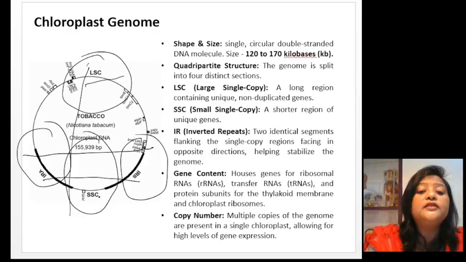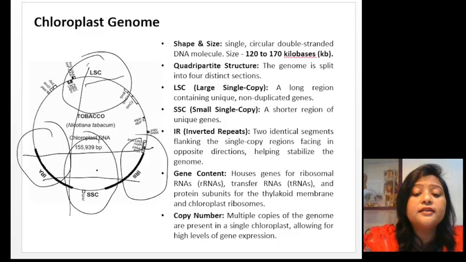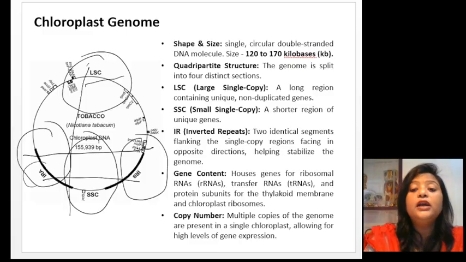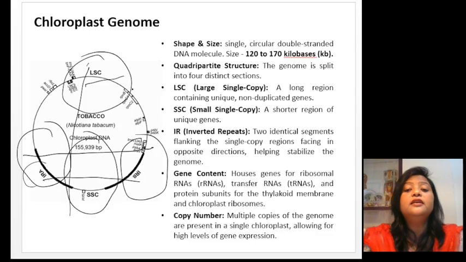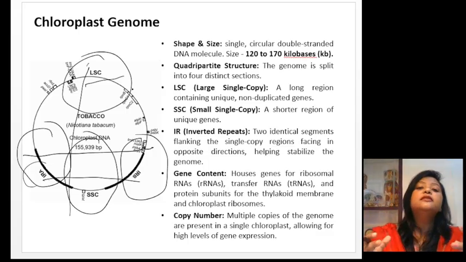And just on the opposite, we have SSC, the small single copy. It's the shorter region, but it also contains unique genes. Then we have some inverted repeats, IR. So here it's IRA and IRB. They are identical segments, but they flank the sides of the SSC. What they do is help in stabilizing the genome. That is why they face in opposite directions. Since they're in opposite directions, they can stabilize the genome.